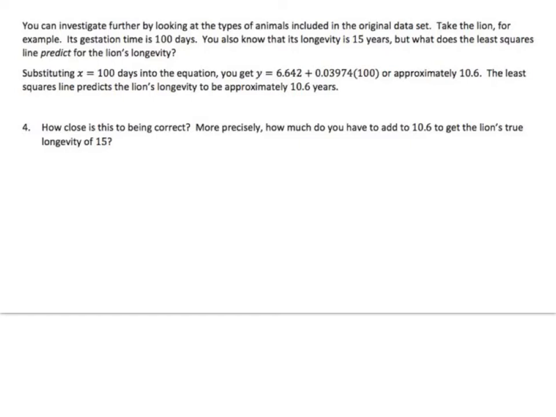Take the lion, for example. Its gestation time is 100 days. You also know that its longevity is 15 years. But what does the least squares line predict for the lion's longevity? Substituting x equals 100 into the equation, you get approximately 10.6. The least squares line predicts the lion's longevity to be 10.6, when in actuality it's 15 years. How close is this to being correct? More precisely, how much do you have to add to 10.6 to get the lion's true longevity of 15?